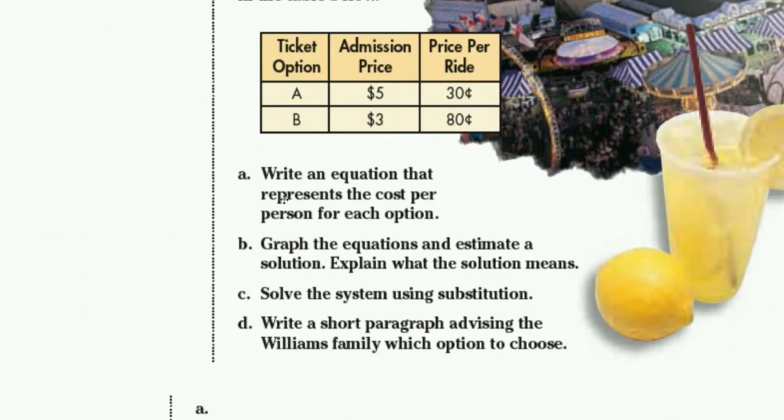Okay, so write an equation that represents the cost per person for each option. Letter B, graph the equations and estimate the solution. Explain what the solution means. Letter C, solve the system using substitution. And letter D, write a short paragraph advising the Williams family which options to use. So let's get to it.